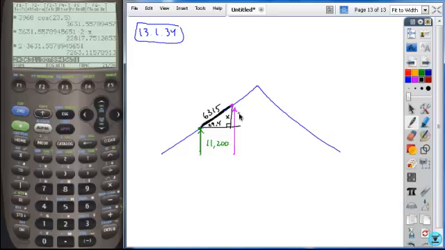So looking at the triangle that we're dealing with here, we have a known angle, an opposite side, and a hypotenuse. So which trig ratio relates opposite and hypotenuse? Sine. So we can set up our ratio: sine of 29.4 degrees is equal to opposite x over hypotenuse 6315.